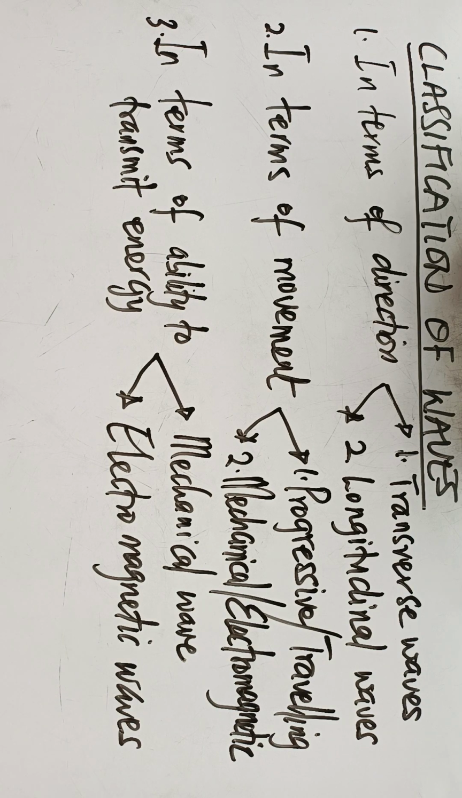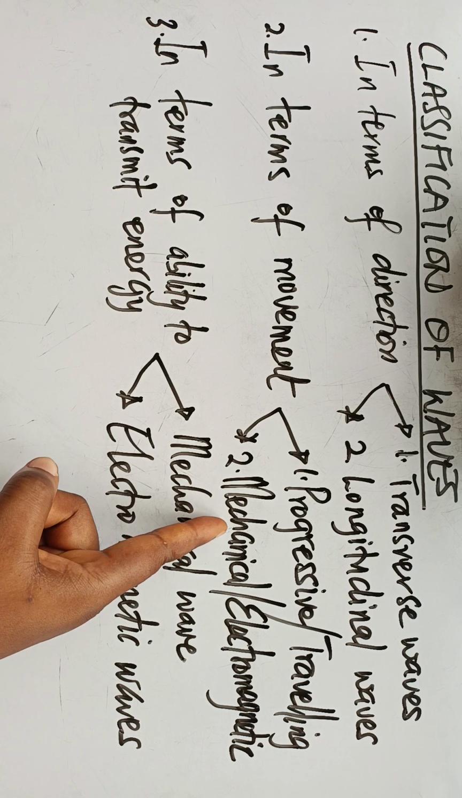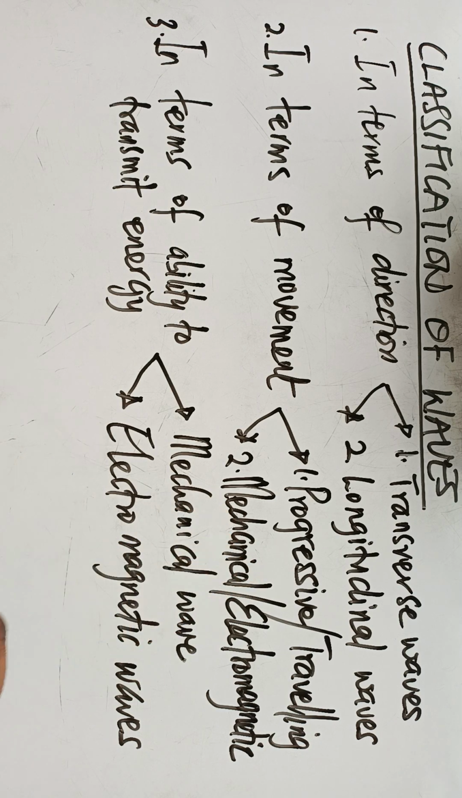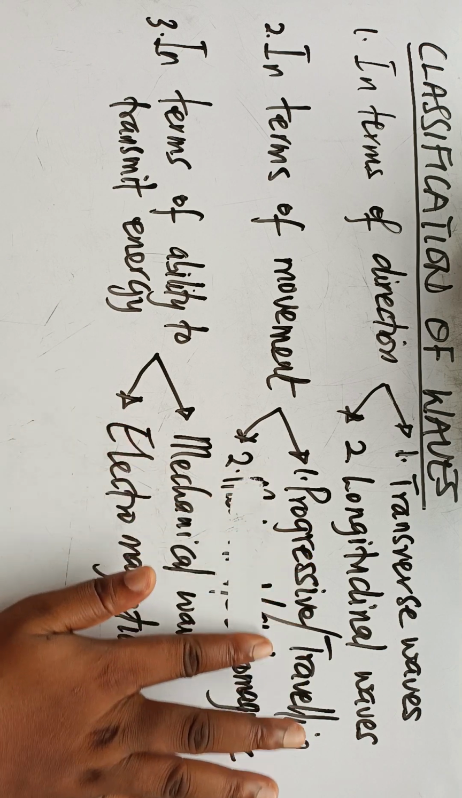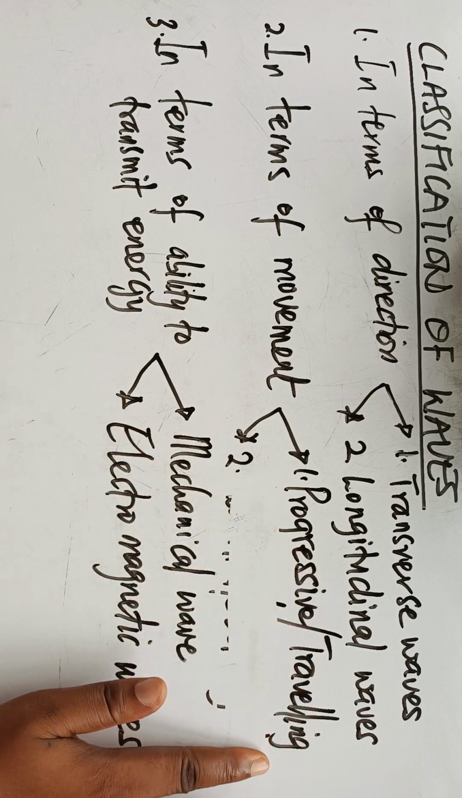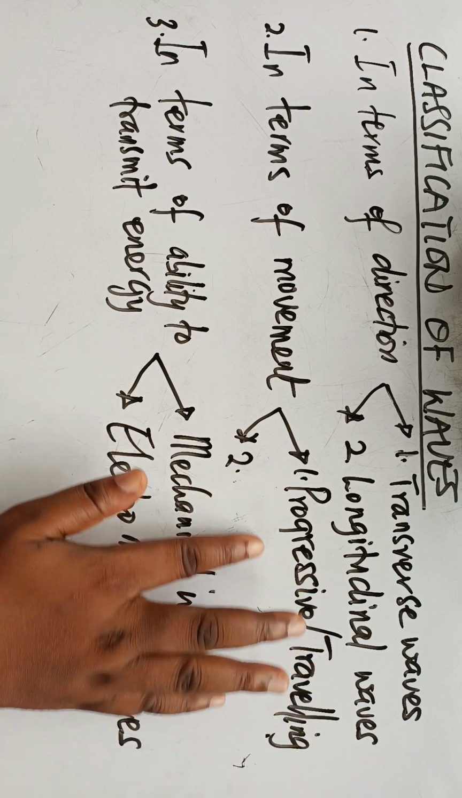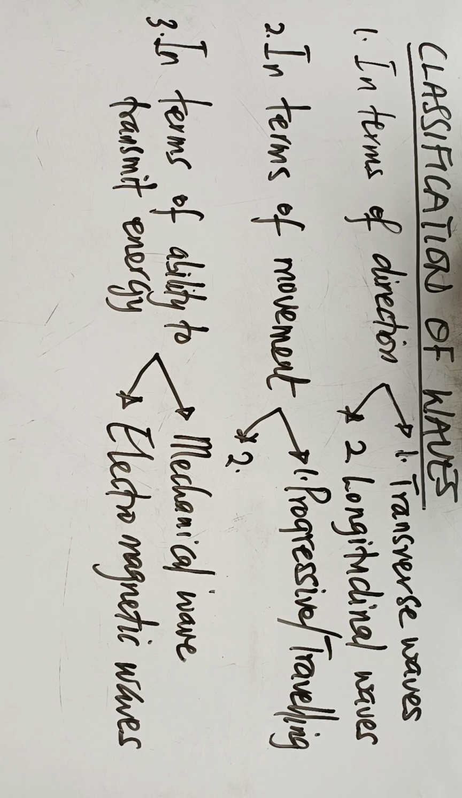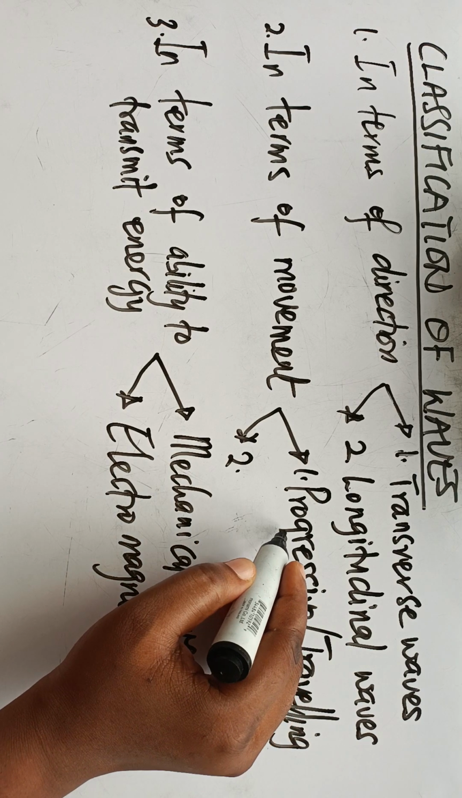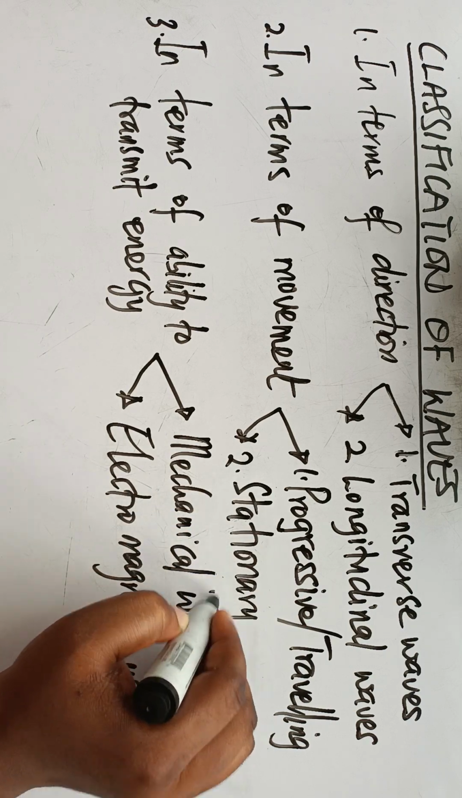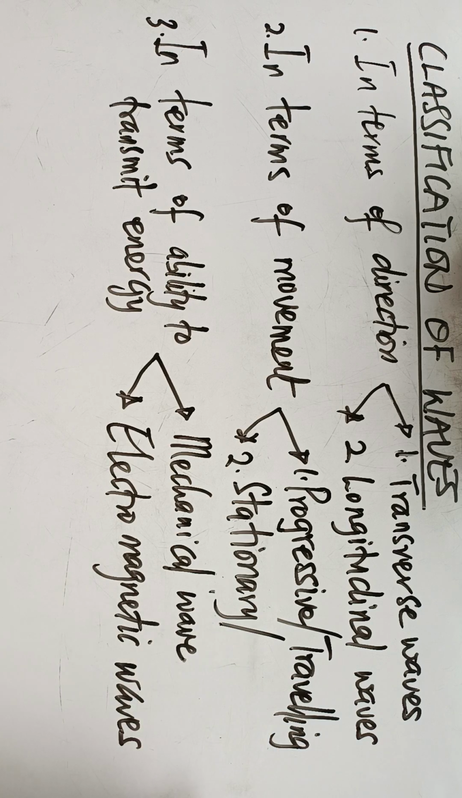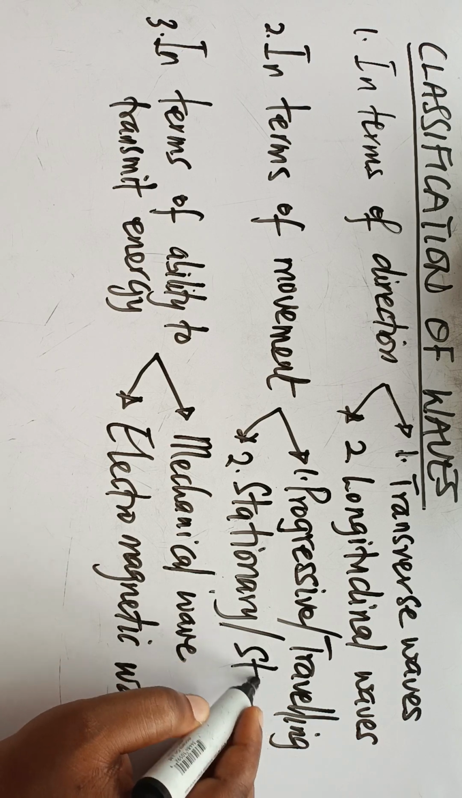So I believe we have made a slight mistake with two. Instead of writing mechanical wave here, this should rather be traveling or stationary. So it's either progressive or static. Permit me to get rid of this. In terms of their movement, it's either the wave particle is moving or it is stagnated. So it could be stationary, or another word for stationary, standing.